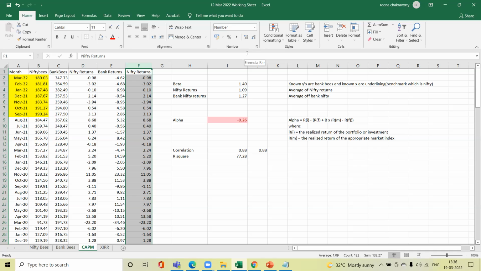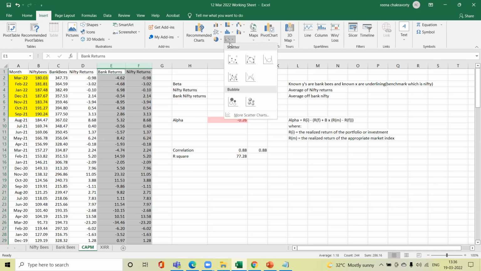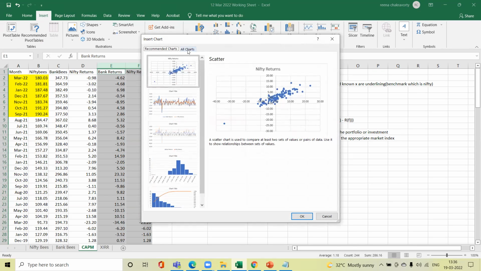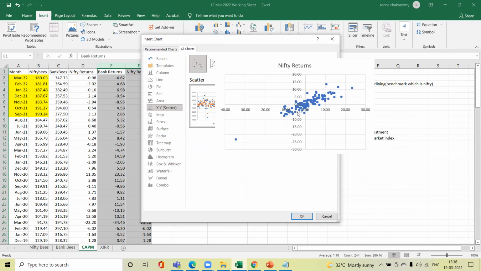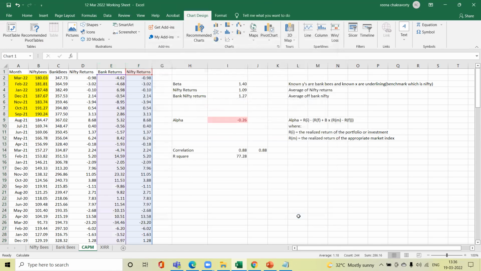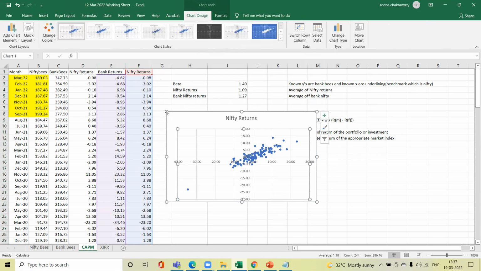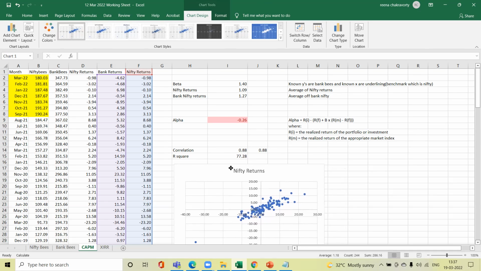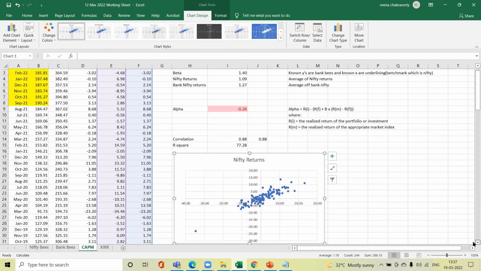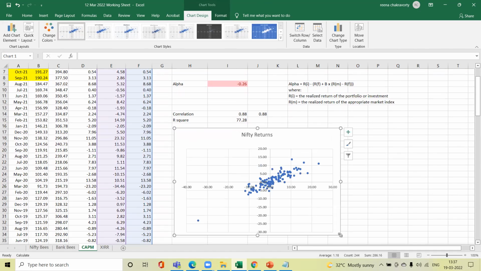Okay, so now what you do is we are plotting a graph. So plot a graph of E and F. Insert. Recommended charts. Scatter plot. The next one. Say okay. Just a minute. Your Nifty returns and Bank Nifty returns, right? So you can delete that. And what you do is you draw a best fit, which is select that plus. Shall I remove this? Remove that.